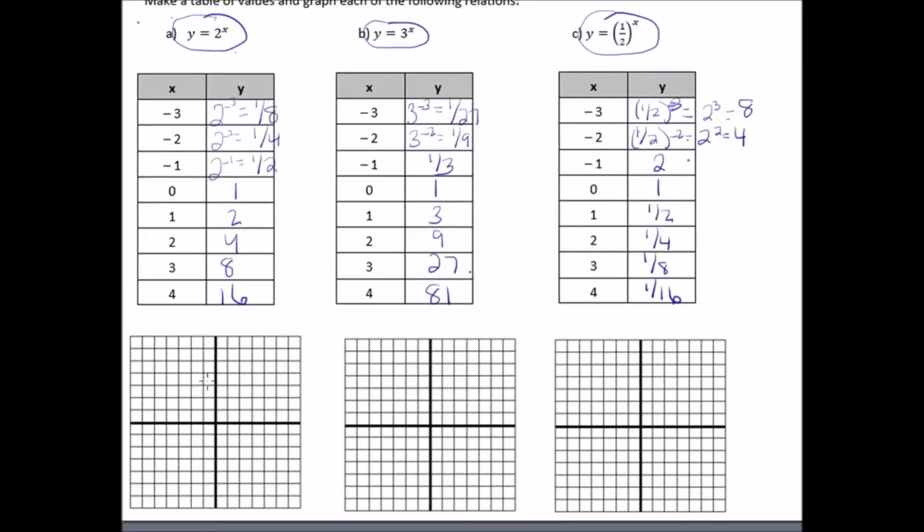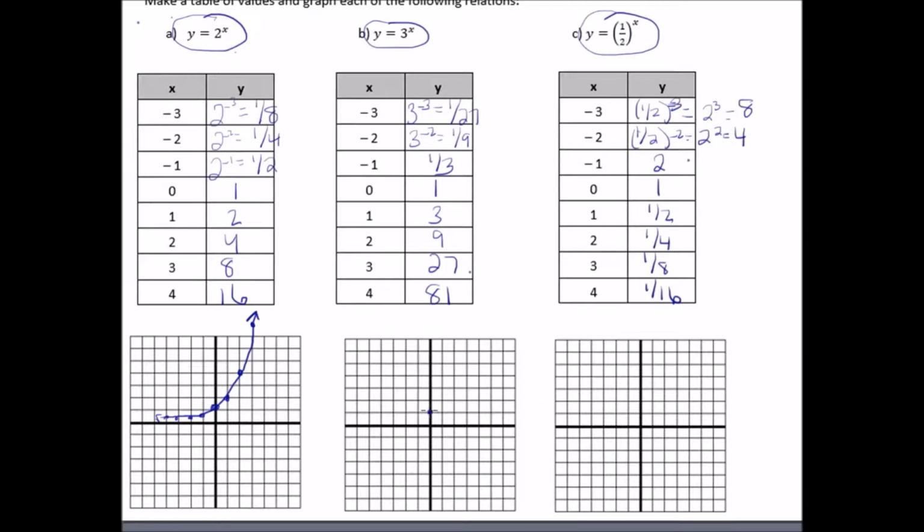Okay, so let's go ahead and graph these. I'm going to go up by ones. So not all of this will fit, but 4 and 16 won't fit. 3 and 8, 1, 2, 3, 4, 5, 6, 7. It's going to be 1, 2, 3 up here. Okay, 2 and 4, 1, 2, 3, 4. 1 and 2, 0 and 1, negative 1 and 1/2, and then it keeps going down. So this is what we get for the first equation.